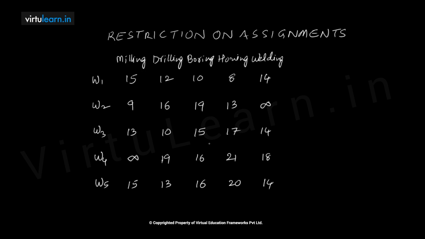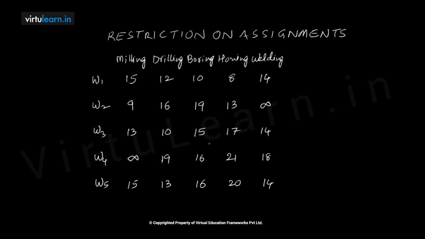After this, the row operation goes as usual as a first step. That means we will identify the least element of that row and subtract that element from each of the elements of that row. In the first row we have to identify the least element and subtract that from all the elements of the first row. Then in the second row we have to choose the least element and subtract it from all the elements, and where infinity comes, infinity minus anything, we will write it as infinity.